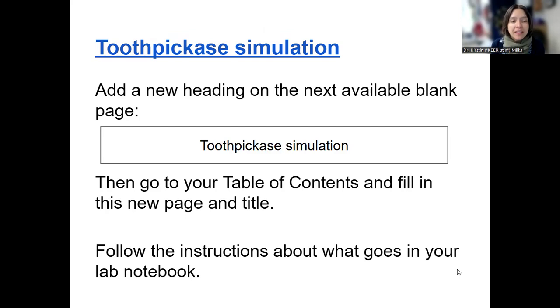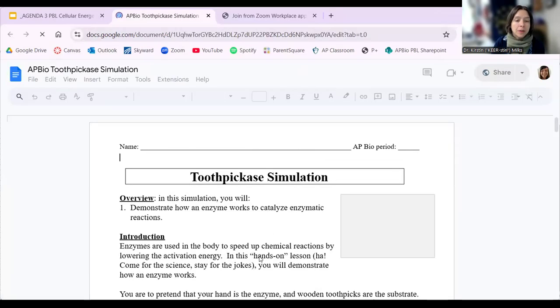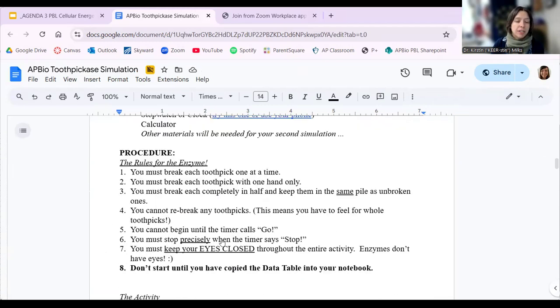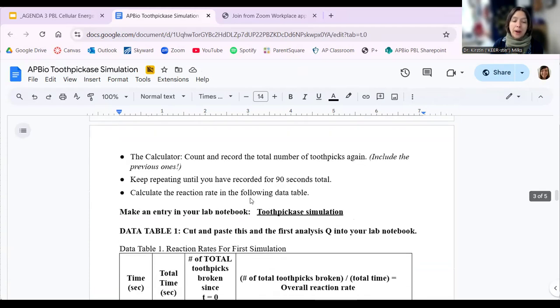Now we're on to the toothpick simulation. You're going to add a new heading on the next available blank page, and then you're going to work your way through the toothpick Ace simulation. If you need to borrow toothpicks, you're welcome to do that. But you are going to need a friend. You need to find a human buddy with the capacity not to hurt themselves with toothpicks. And the instructions about what you are going to do are right here.